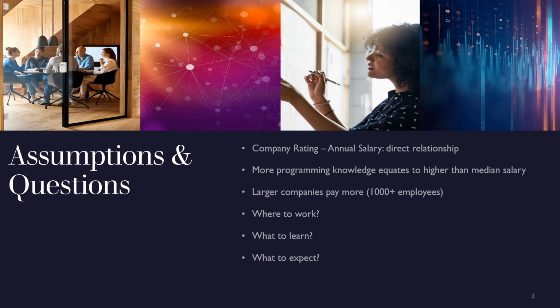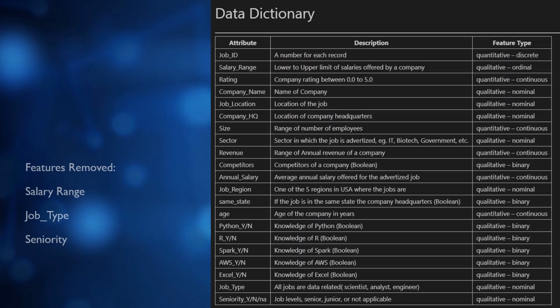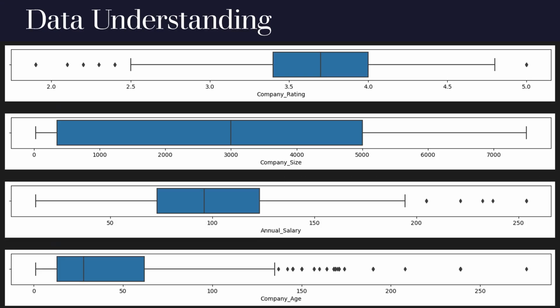Here are the questions and assumptions that guided our analysis of the Glassdoor data. The features we removed included salary range because it was in multicollinearity with annual salary. With job type, although we did conduct some analysis on this feature, it did not have many categories and was left unused to train the model. Seniority has too many not applicable entries to be applicable to our analysis.